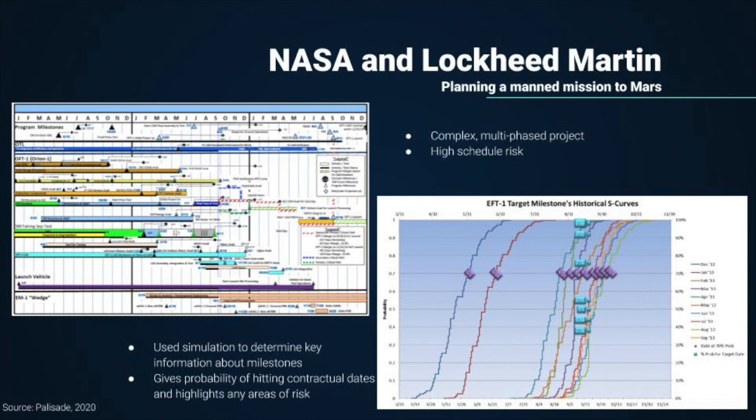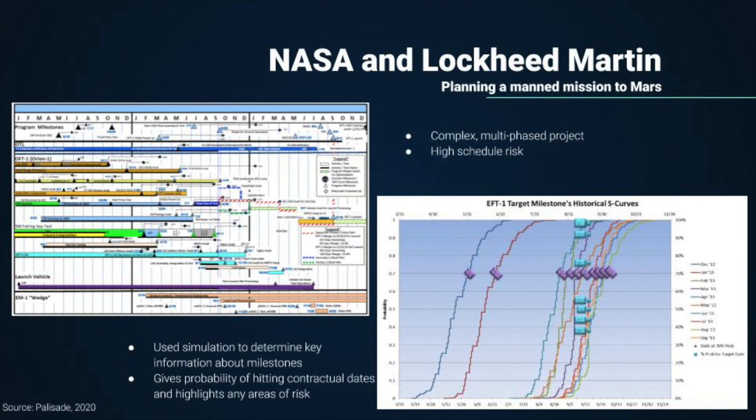For their inputs, they had a lot of historical data and extensive expert judgments, which is nice. It makes assigning uncertainty a little easier. So the Lockheed team are using a simulation to determine key information on major milestones. For example, when a launch is going to take place is obviously a critical date to know.